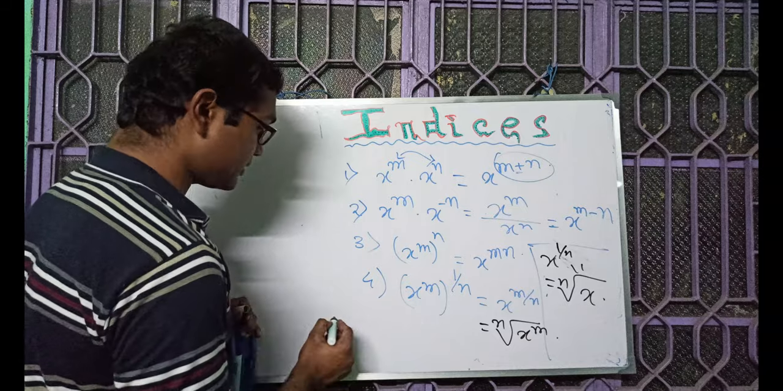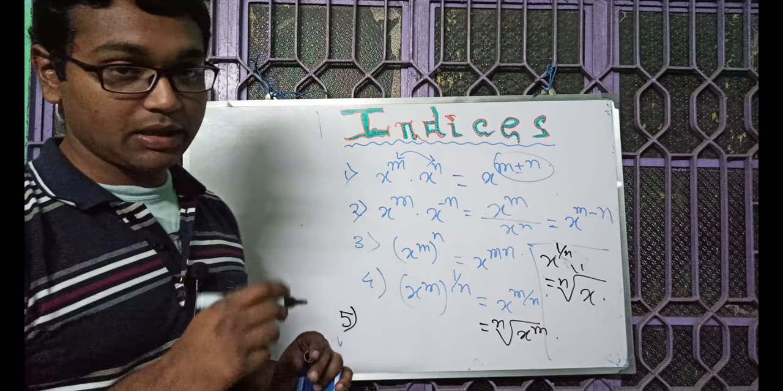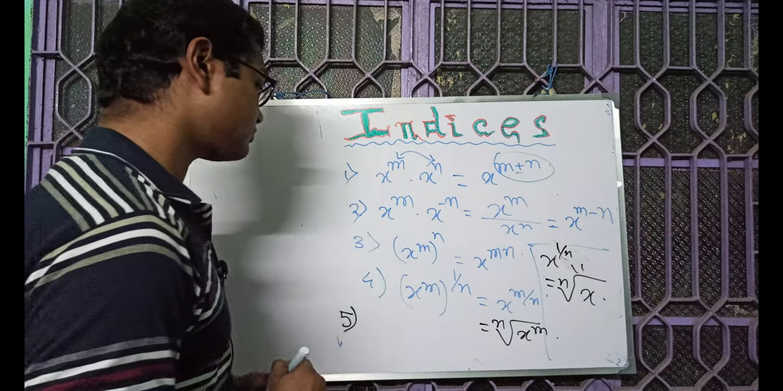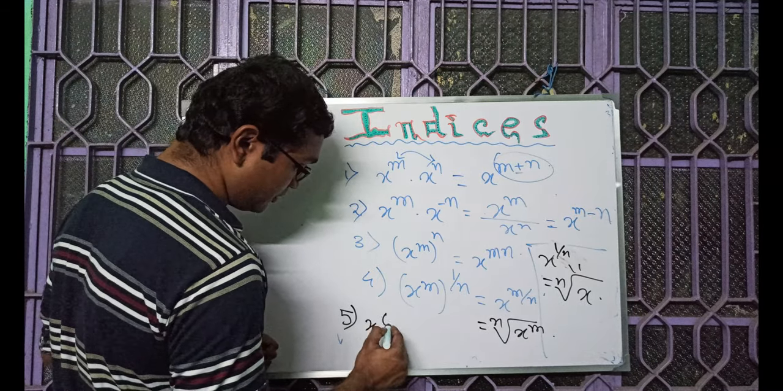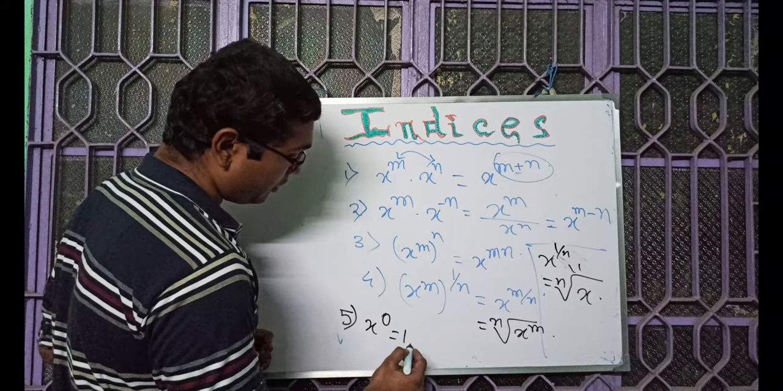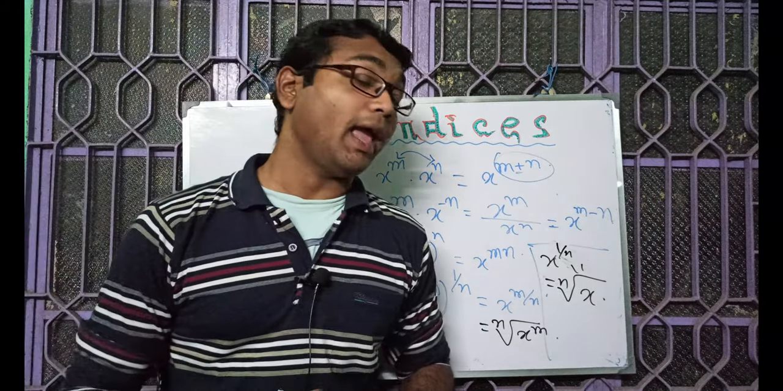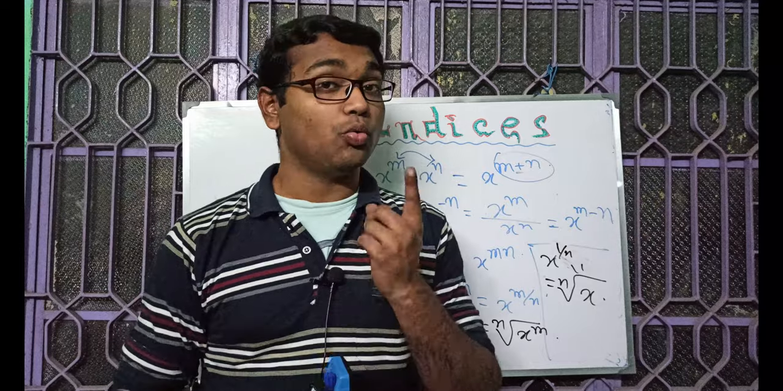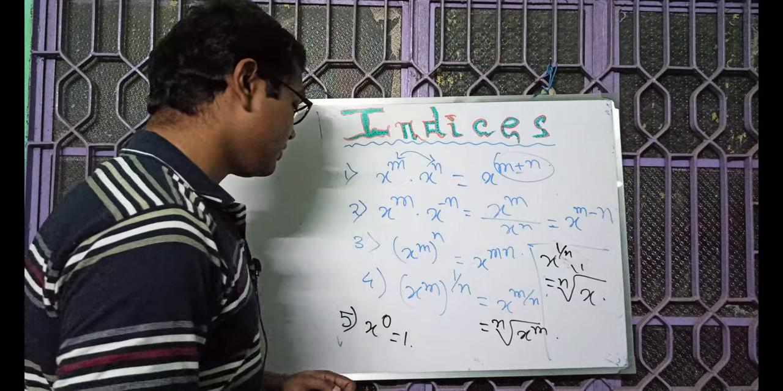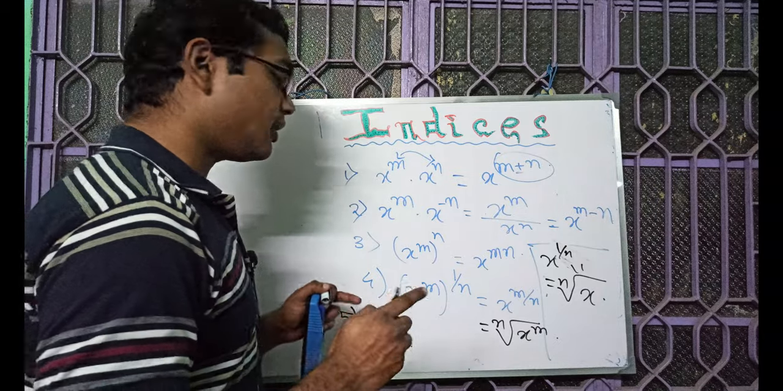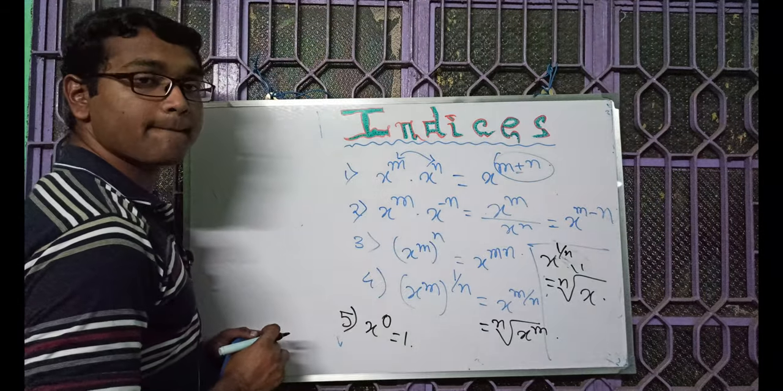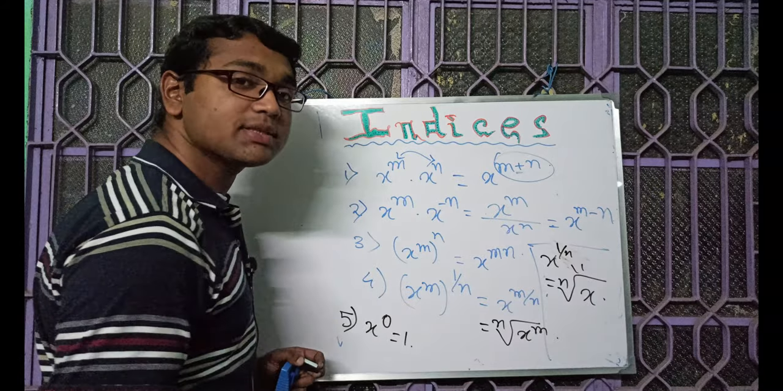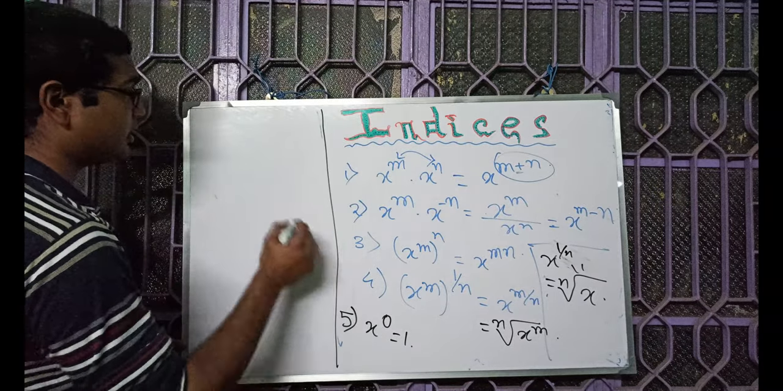Let's come to the next one, the fifth one. This is a very important one. All of them are important, but this one is a little bit more important. This is x to the power 0. X to the power 0 is equal to 1. Whatever the number x is, x may be any real number, but if you take power 0, then it will turn out to be 1. And from this one, if you observe, if you take the same thing, then it will give you x to the power 0, and x to the power 0 is again 1.